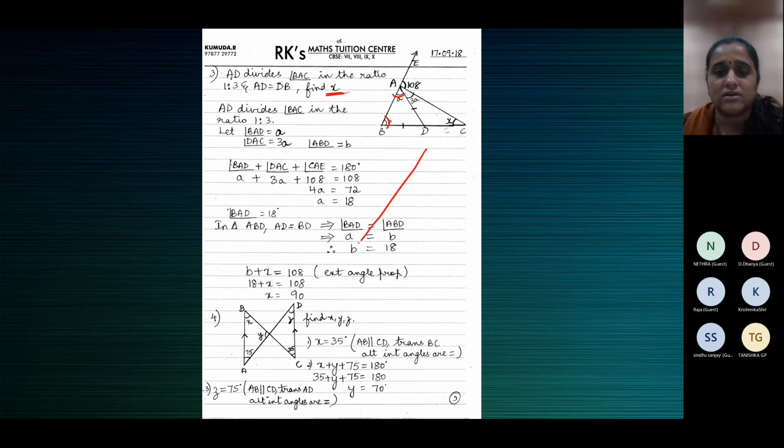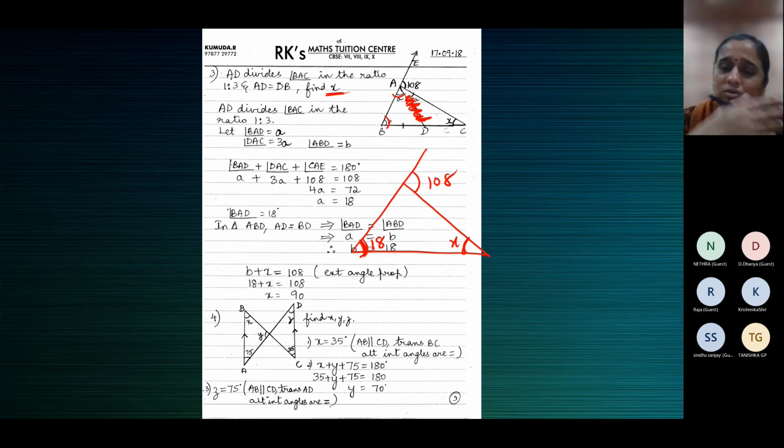So see here, this is the triangle. There's X here. Leave the unwanted line segments. You don't want to see this one. I'm drawing the triangle without that line segment. This one we found because A is 18, B is also 18. So this is 18, this is X which we have to find, and there is 108 here. See only that one triangle; leave all the line segments going in between.